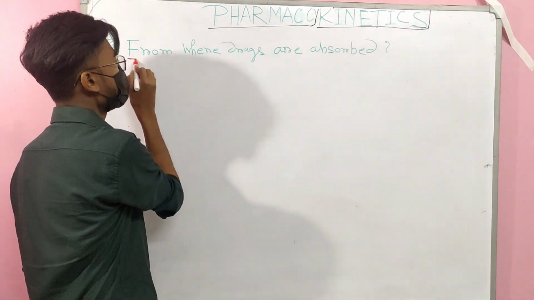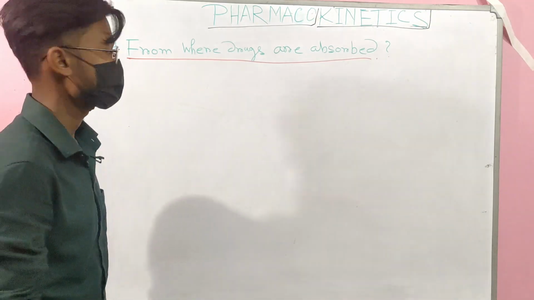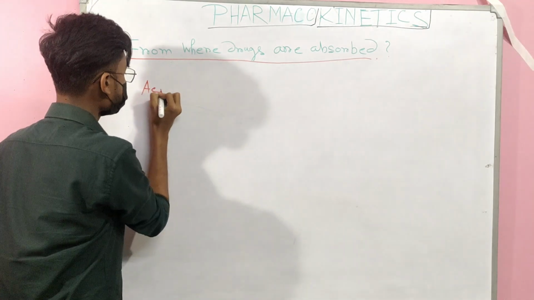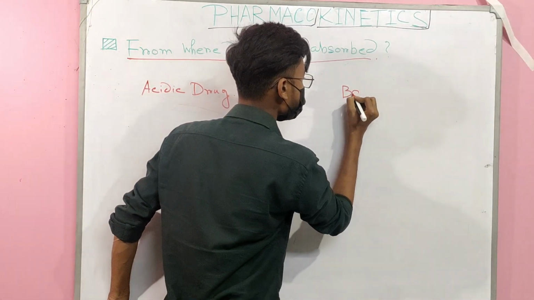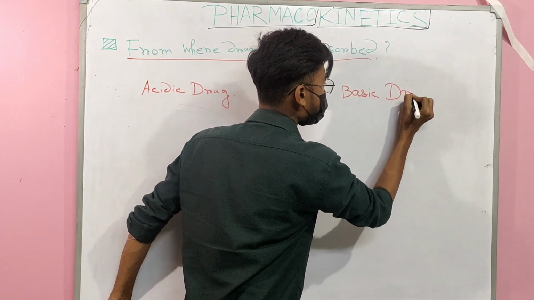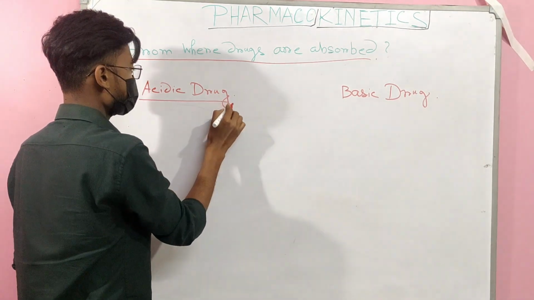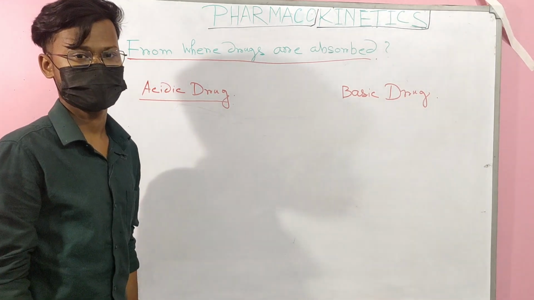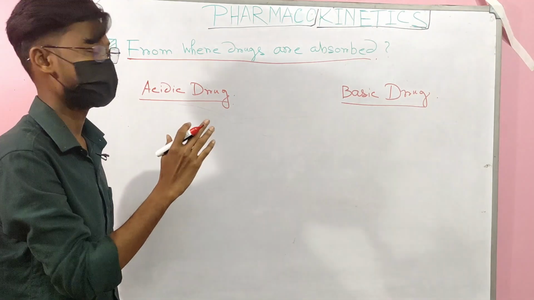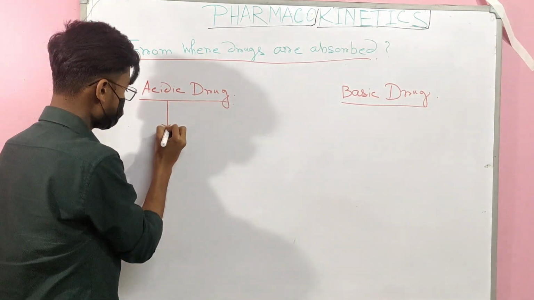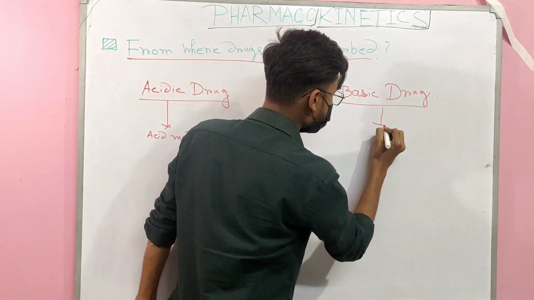Then, from where are drugs absorbed in our body? We know there are two kinds of drug. The first one is acidic drug and the other is basic drug. So these are the two kinds of drugs in nature. Acidic drug is absorbed from an acidic medium in our body and basic drug is absorbed from a basic medium.